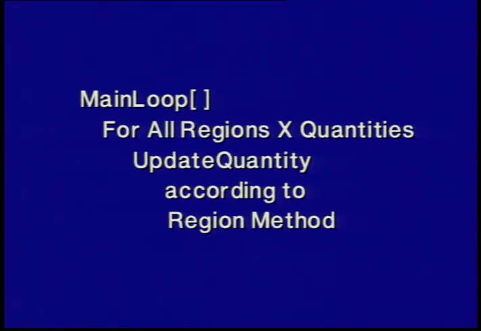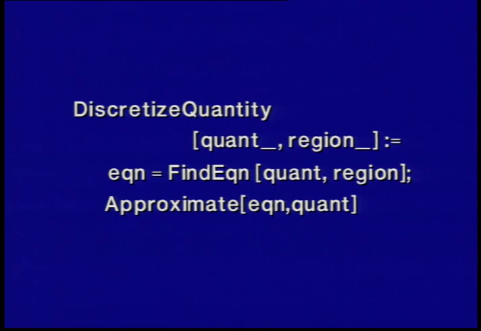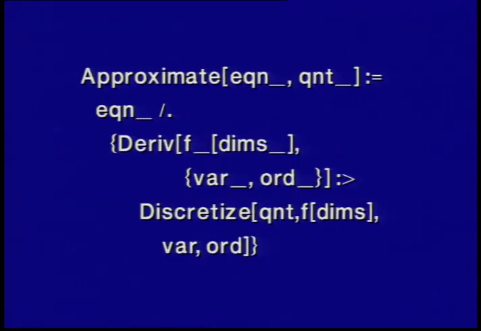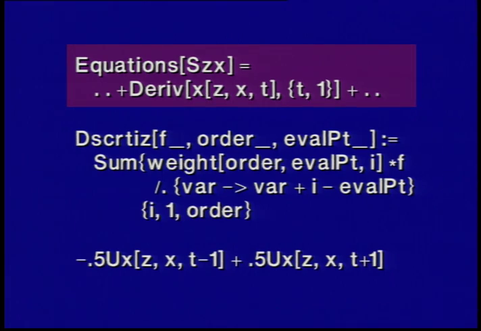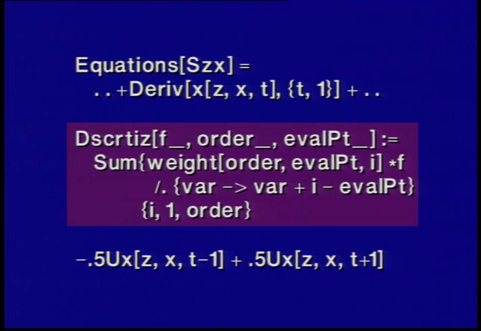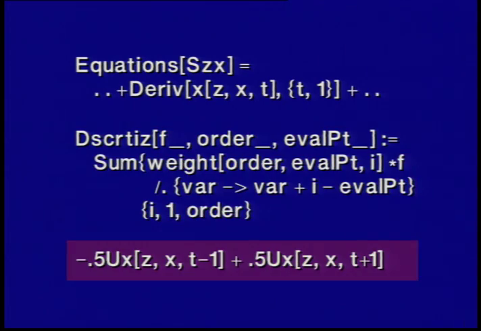In our example, we loop through regions and update the quantities according to methods associated with regions. The normal method is to discretize by finding an equation for a region and calling the approximate rules we saw at the beginning of this task. For example, if we have this input and approximate calls this discretize rule, then here's what the refinement process produces.